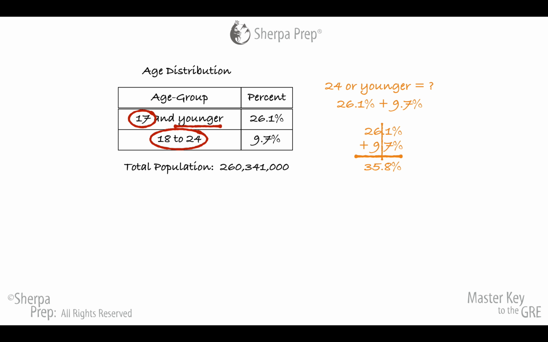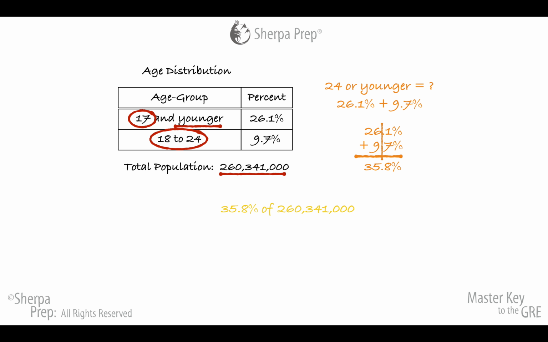Now, of course, the total population is 260 million and change. So to answer this, we've got to get 35.8% of the 260 million plus. Now, look, at this stage in the problem, there's really two ways we can solve this. One way, we can certainly use the on-screen calculator. Easy, no shame in that.